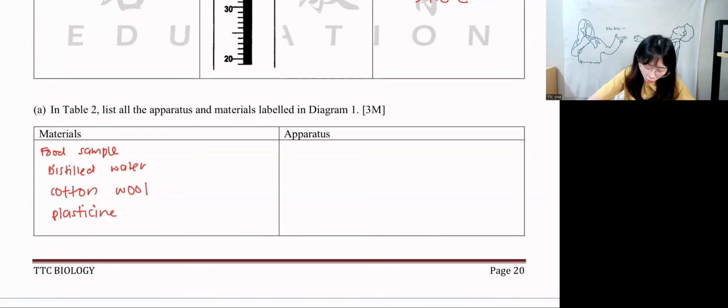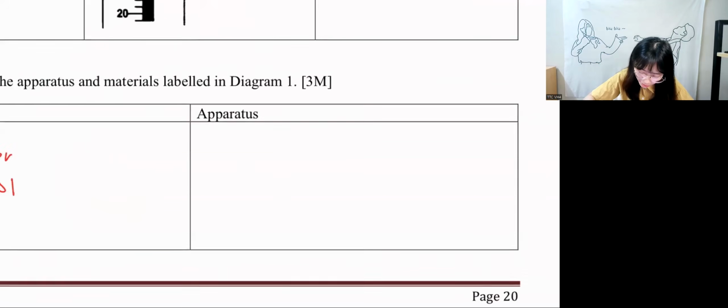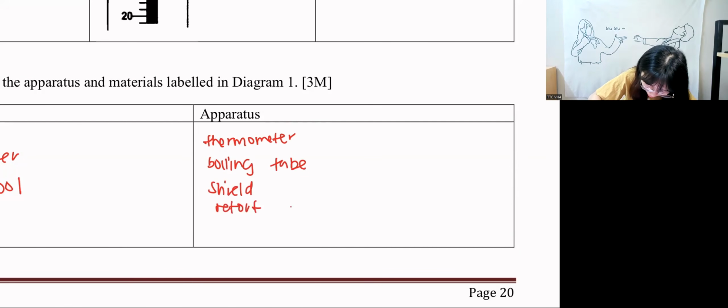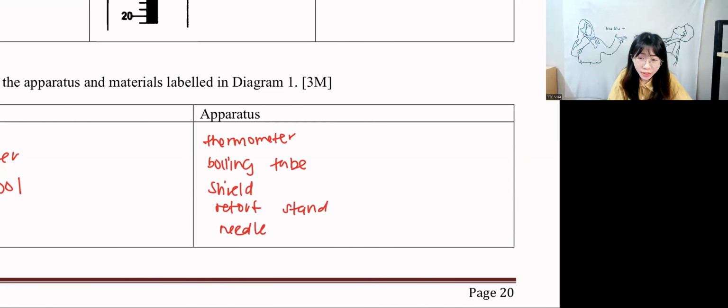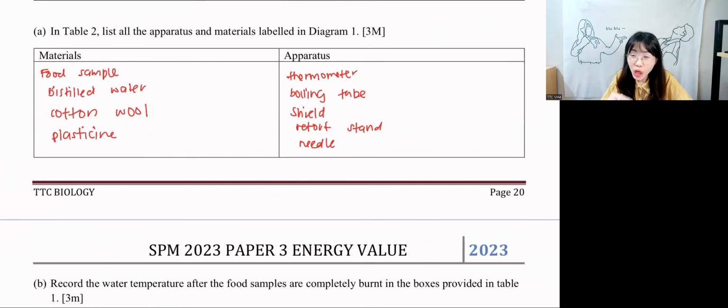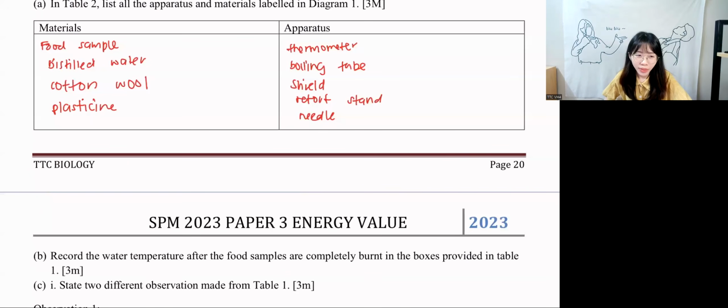Correct also. So next, apparatus, we can write thermometer, boiling tube, the shield, retort stand, and needle. So plasticine is a very gray region. Whether it can be reused or not is based on the particular experiment, throughout the experiment. But actually, plasticine is a very gray region, because most of the books write that plasticine cannot be reused.